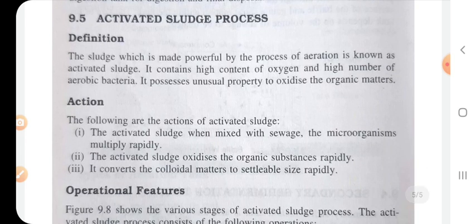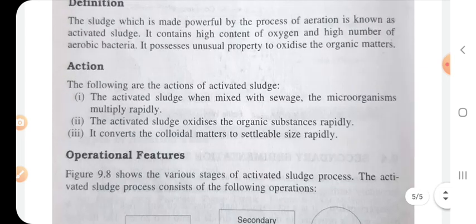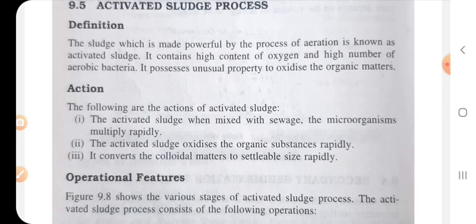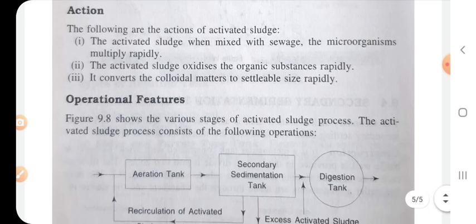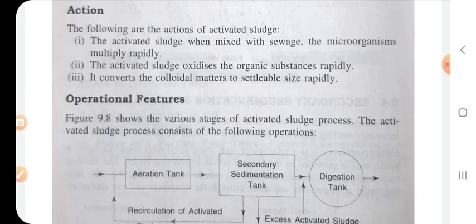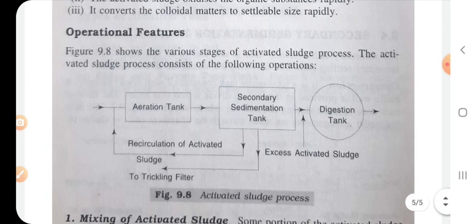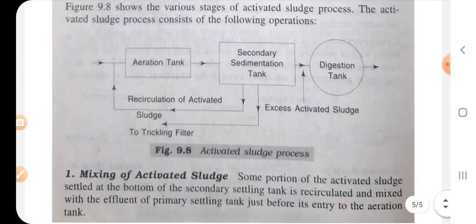This is the activated sludge process. The sludge which is made powerful by the process of aeration is known as activated sludge. Action: when activated sludge is mixed with sewage, the microorganisms multiply rapidly. Operational features: this is the aeration tank, secondary sedimentation tank and the digestion tank, with recirculation of activated sludge and the excess activated sludge going to the trickling filter.